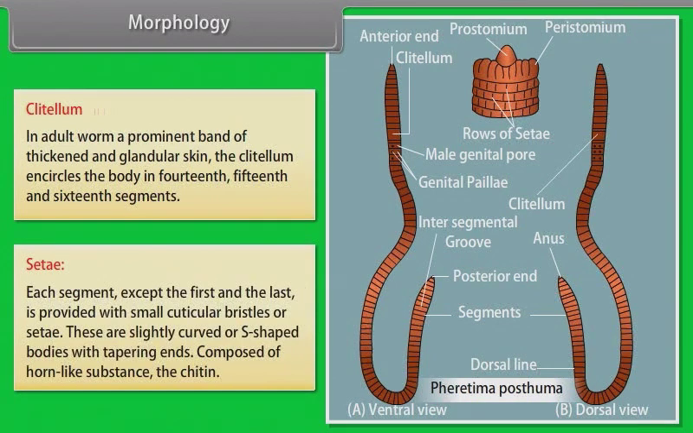Setae. Each segment, except the first and the last, is provided with small cuticular bristles or setae. These are slightly curved or S-shaped bodies with tapering ends, composed of horn-like substance, the chitin.